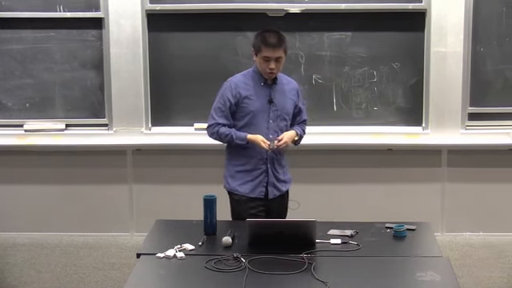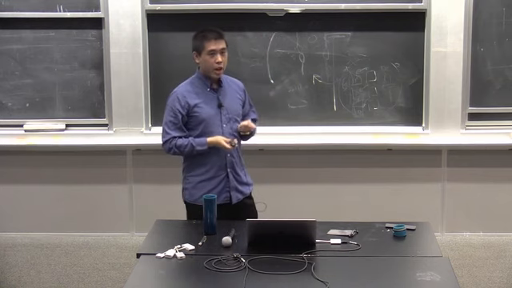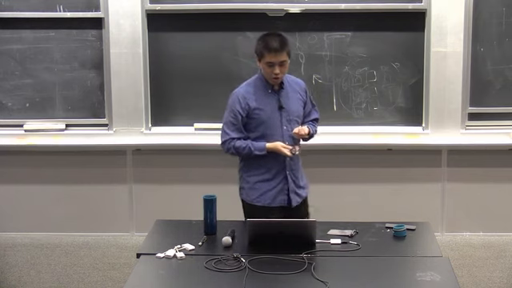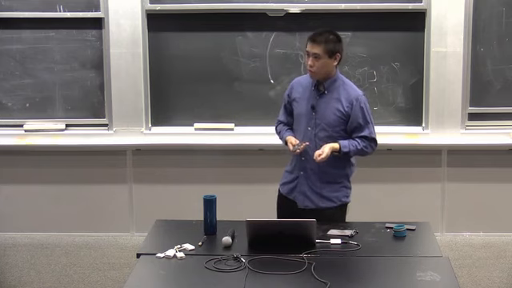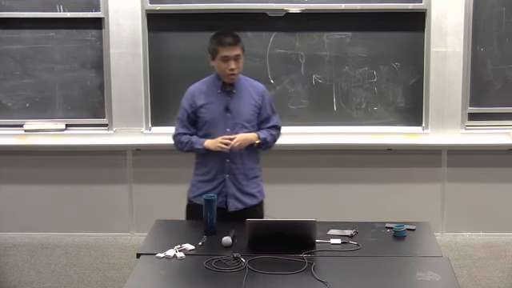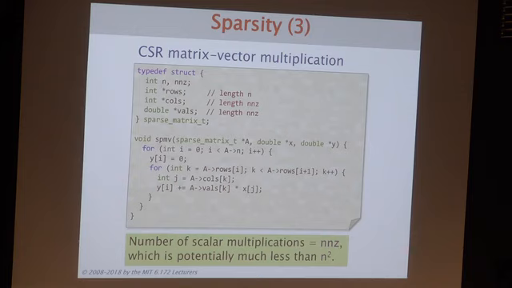OK. So now I gave you this more compact representation for storing the matrix. So how do we actually do stuff with this representation? It turns out that you can still do matrix vector multiplication using this compressed sparse row format. And here's the code for doing it. So we have this struct here, which is the CSR representation. We have the rows array, the cols array, and then the vals array. And then we also have the number of rows n and the number of non-zeros nnz.